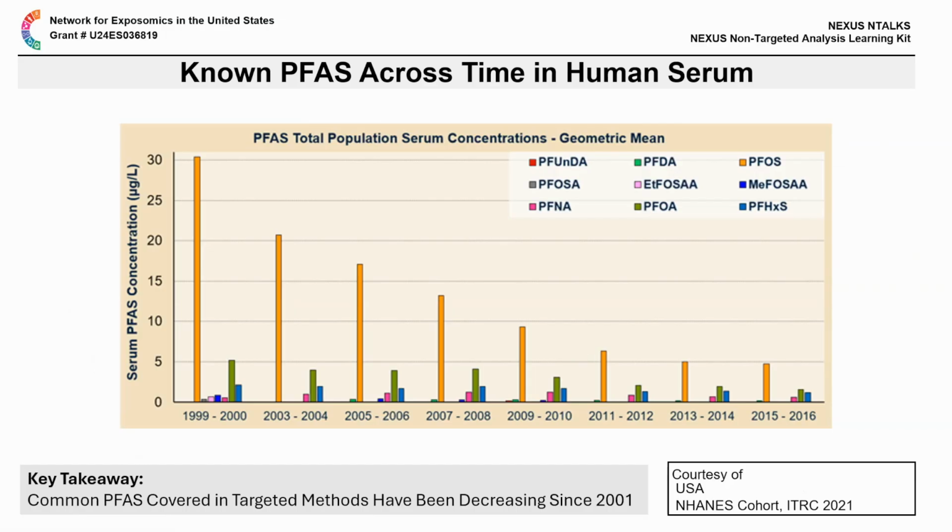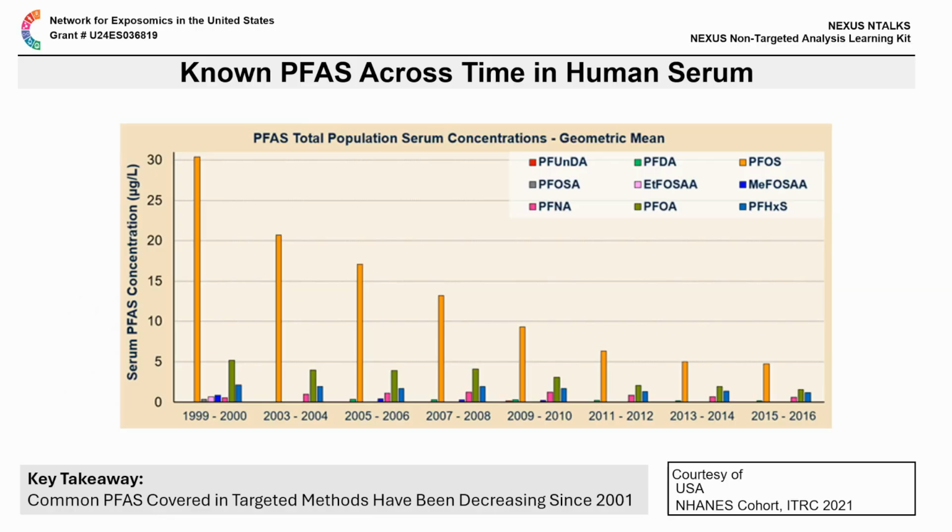So, what about known PFAS across time in human serum? Since the early 2000s, there has been a lot of pressure to reduce the levels of PFAS in the environment. And as you can see, that pressure actually worked, especially the legal pressure, with many multi-billion dollar lawsuits that these companies have lost. So you can see some of the commonly measured PFAS decreasing, especially PFOS and PFOA, over time till 2016.